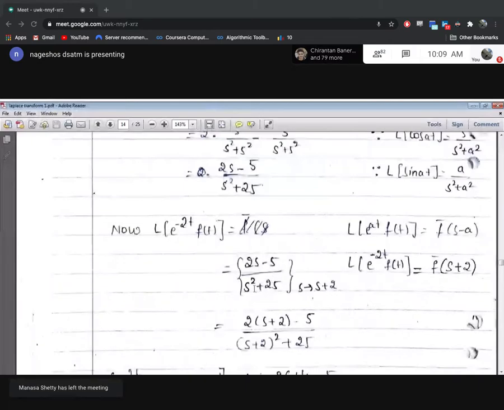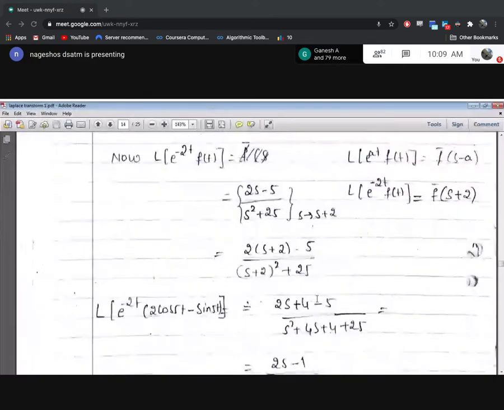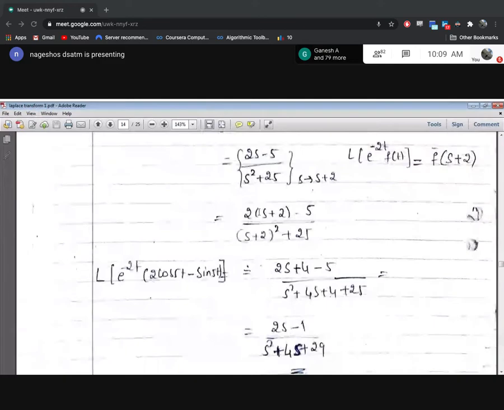How did you get this? By this: replace s by s minus a. s minus a is nothing but s minus of minus 2, that is s plus 2. Wherever s is there, you need to write s plus 2. So 2 into s plus 2 minus 5 divided by s plus 2 whole square plus 25. Solve this: 2s plus 2 into 2, 4 minus 5, divided by (a plus b) whole square, which is a square plus 2ab plus b square, plus 25 as it is. This is the answer.